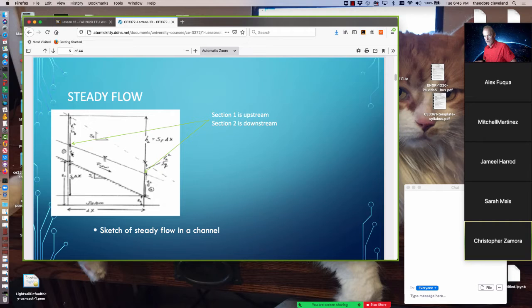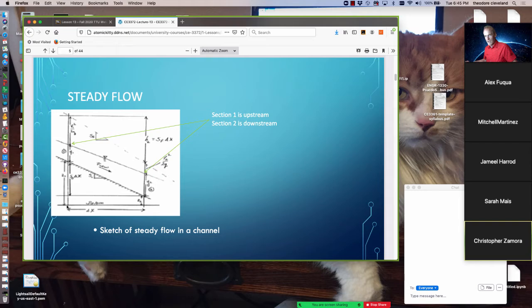On the left side of the figure, there's a 1 with a circle in it indicating that this is cross-section number 1. So we're looking kind of sideways at the channel, and this is an elevation view. And over here is section number 2 on the right side of the figure.